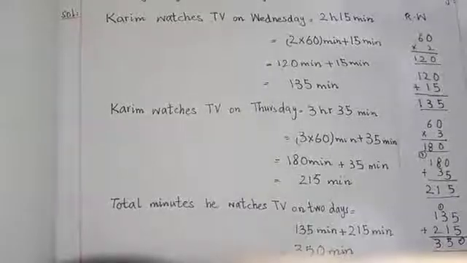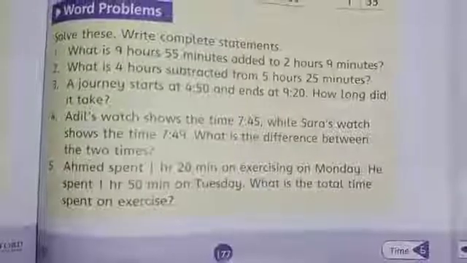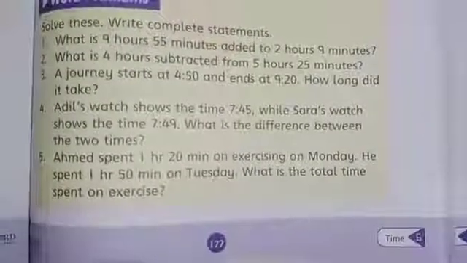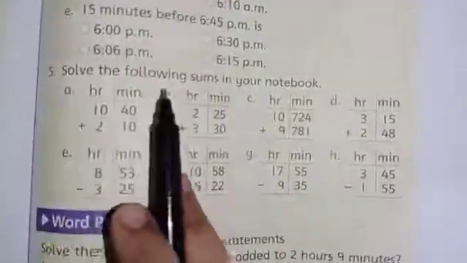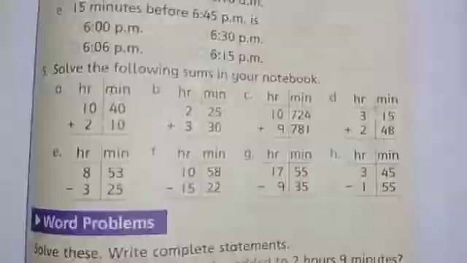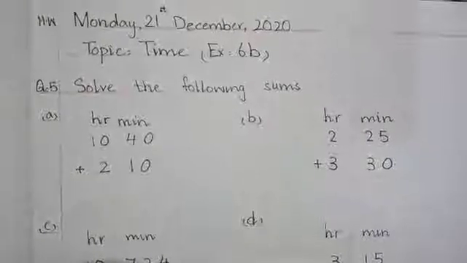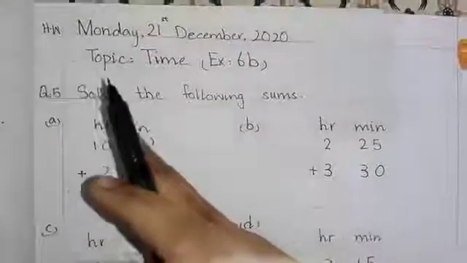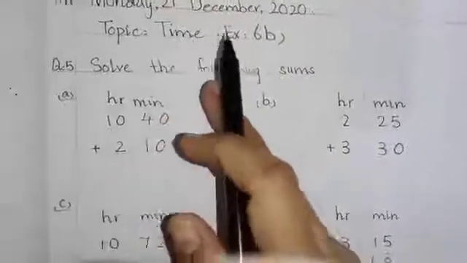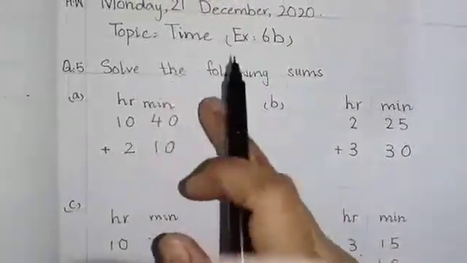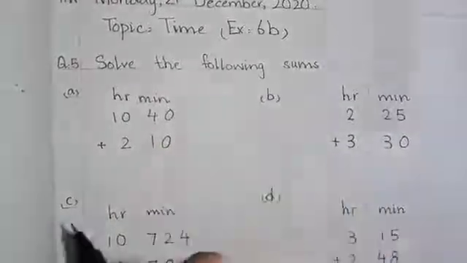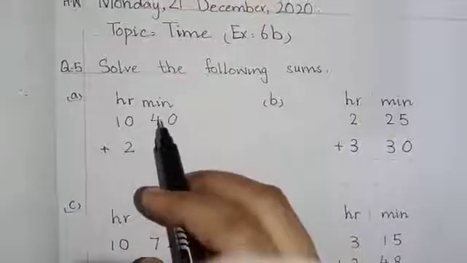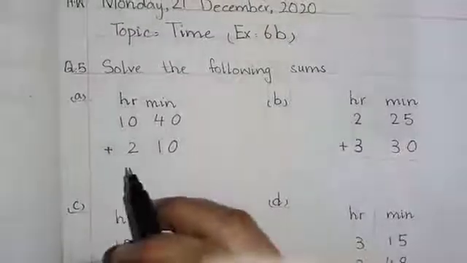This is your classwork. Students, now open page number 177. It's exercise 6B. Question number 5 is solve the following sums in your notebooks. You will maintain your pages. Write homework Monday, 21st December, 2020. Topic is time. It's exercise 6B. Question number 5 is solve the following sums. Hours and minutes are given. We will add it.